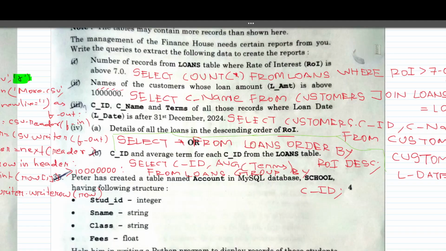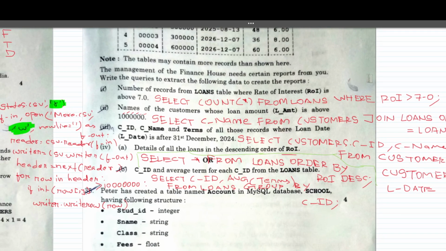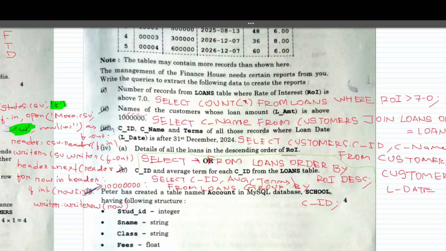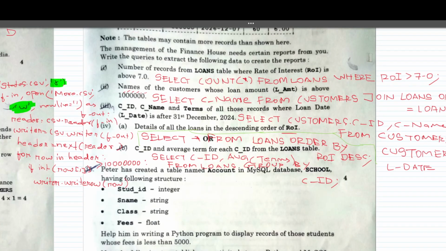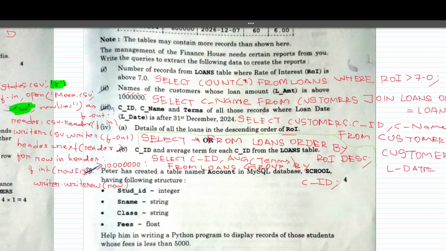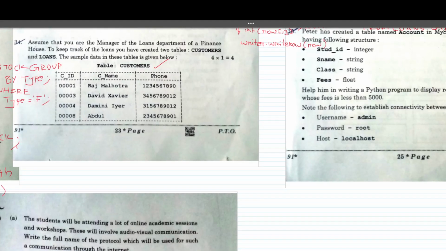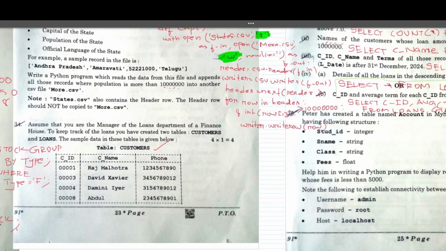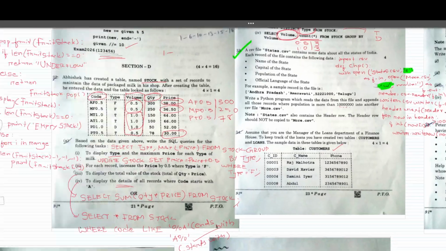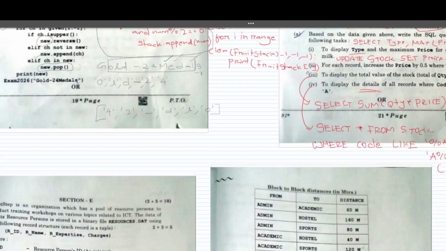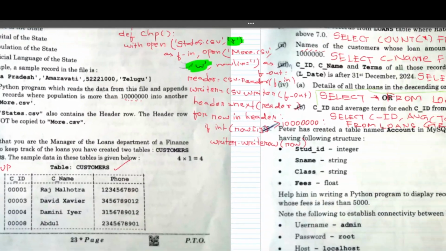Yes. Now there is so much given about Peter's account and its database, where it is storing all student ID, everything in integer, string and all. Help me write a Python program to display records of those students whose fees is lesser than 5,000. Note the following: established connectivity between Python and MySQL. Okay, no worries, let me write this here. Okay dear, I will be solving this as my last one.